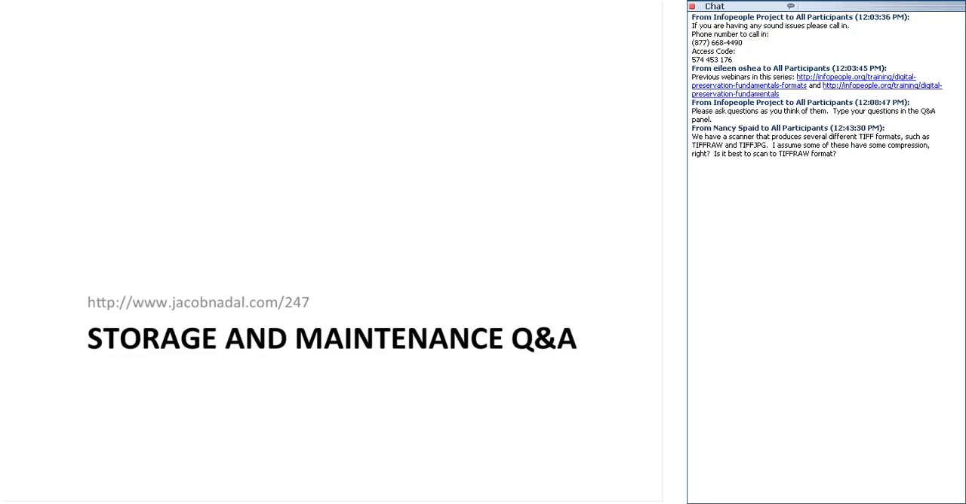Question about TIFF formats. This is a real smart question. TIFF is a broadly defined wrapper format, so you can in fact have a TIFF file that contains JPEG compressed image data, and in this case you're correct. I think the uncompressed TIFF is what you would want to scan.